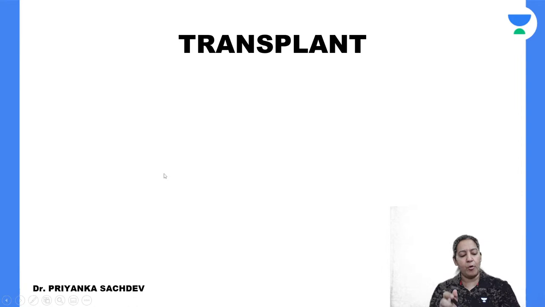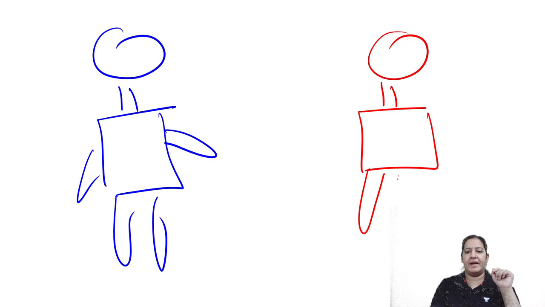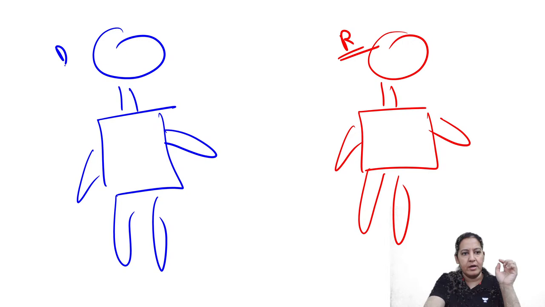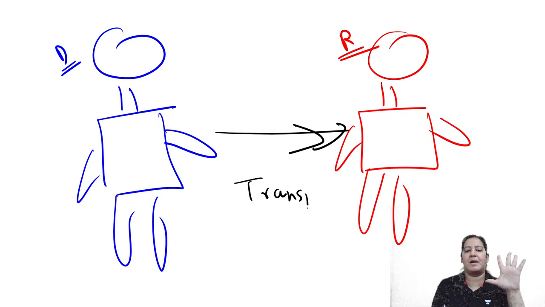The next important point which I would like to add here is the transplant. How many types of transplant do you know? In any organ transplant, you have a donor. Just suppose this person is the donor and this one is the recipient. The donor gives the graft to the recipient. This is the arrow. This mechanism is known as transplant. A transplant is an organ or a tissue which is transferred from the donor body to the recipient body.